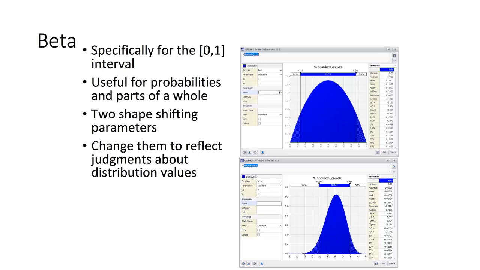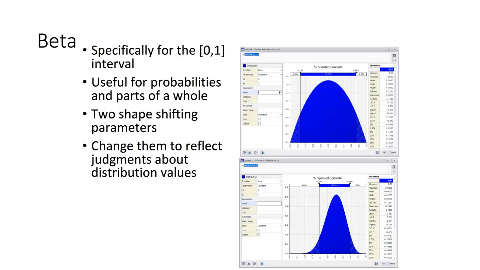The beta distribution is a variation on the beta general. It's handy because it's specifically for the 0 to 1 interval. So the beta distribution could be frequently used for estimating things like probabilities. If you're providing subjective probability estimates, they are going to be constrained between 0 and 1. So you can use this for probabilities and for parts of a whole thing. If you're talking about how much of a wall has spalling, you can use this. It's between 0% and 100%.